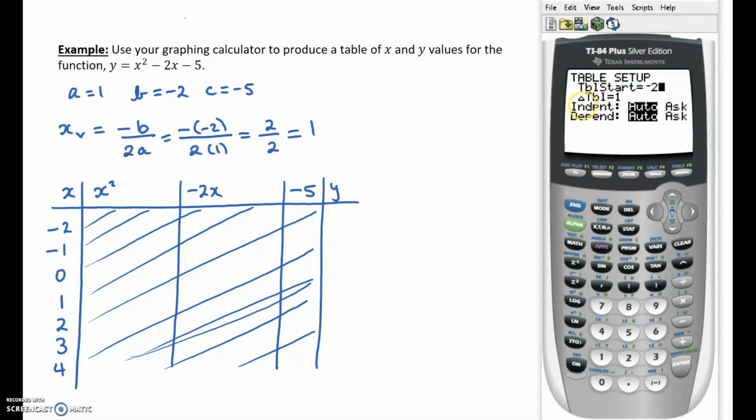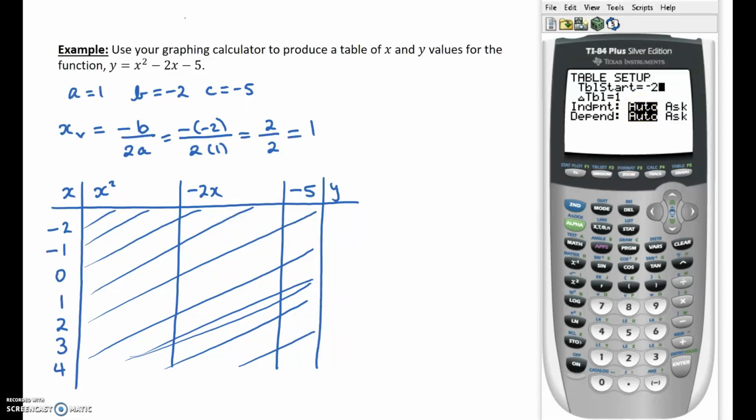This little triangle symbol is delta, and what it's asking you is, what should the numbers in the table increase by? In other words, what should the x values in the table increase by? And in our case, they're going up by 1. So delta table equals 1, that's fine. The next thing you have to make sure of is that the independent, this stands for independent and dependent variable, make sure the independent variable is set to auto. The dependent variable you're unlikely to touch throughout your 4 years in high school, but the independent variable from time to time you'll want to put in ask. Most of the time though, you're going to go with the independent variable set to auto.